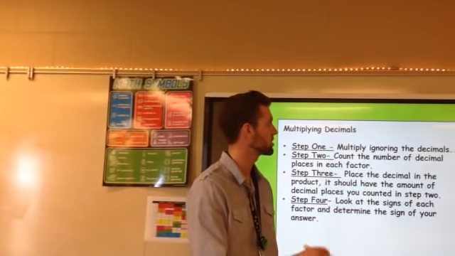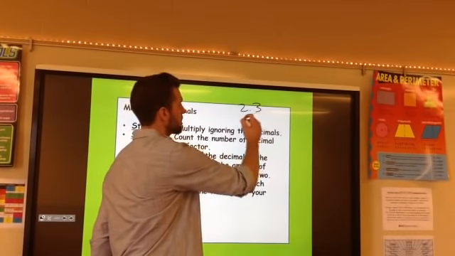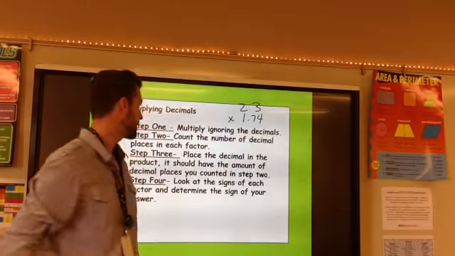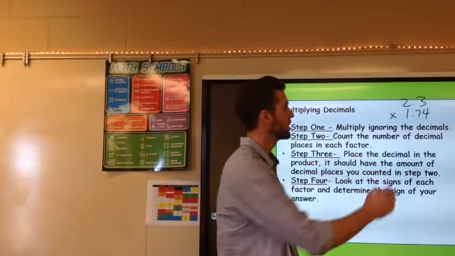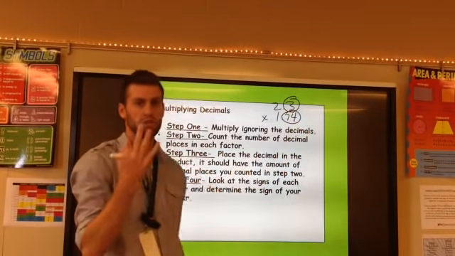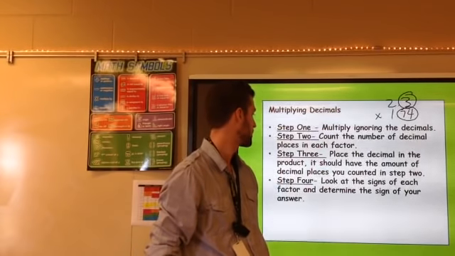So what that means is, if I'm multiplying, say, 2.3 times 1.74, okay, I want to count the number of decimal places in each factor, okay? Well, here's 1, and then here's 2, so I have 3. So step 2, my answer would be 3, okay?